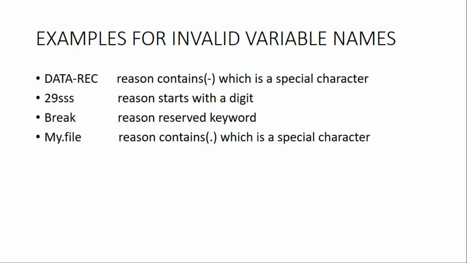Third one is break. Now, if you remember, break was a keyword that was mentioned in the previous slide. Since break is a reserved keyword, if you name a variable break, it's going to go like, whoa, whoa, whoa, what was that? I know that word. You can't just use it. You can't misuse it. It's going to get all anxious. So you're not allowed to use reserved keywords. The fourth example is my.file. If this variable name contains a dot, which is a special character, then that is also not allowed. So that is how you name variables.